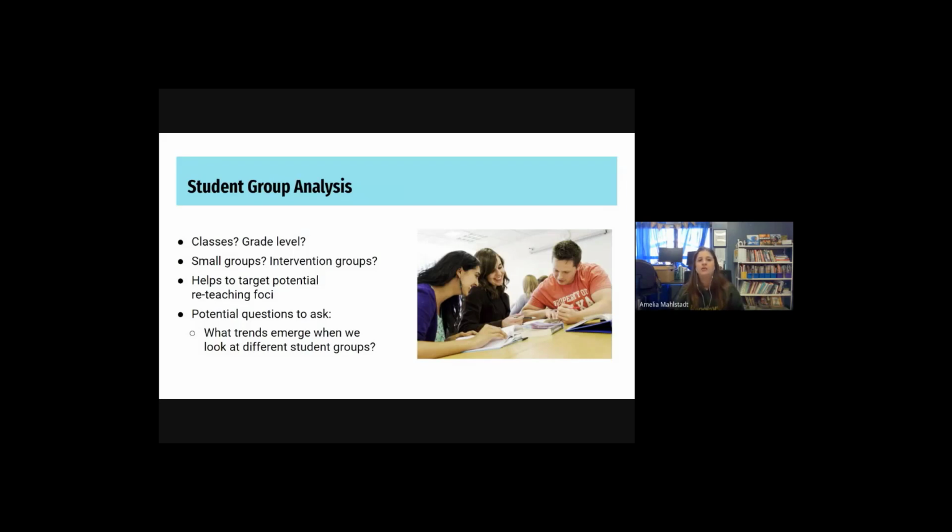And then we can also think about, who are our students in our small groups and intervention groups? What does their data look like? And so really honing in on that student group analysis at that smaller, more detailed level can really help us with our teaching and reteaching. And so a potential question to ask, what trends emerge when we look at different student groups? And so making sure too that we're really aware of our student groups.